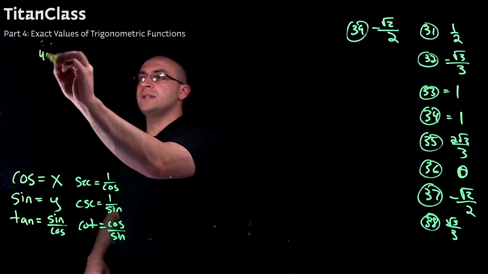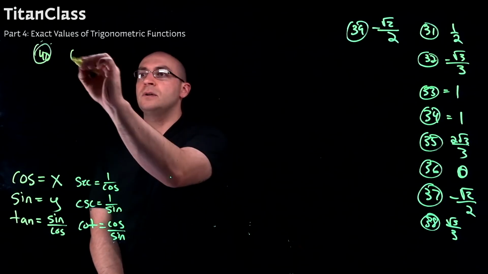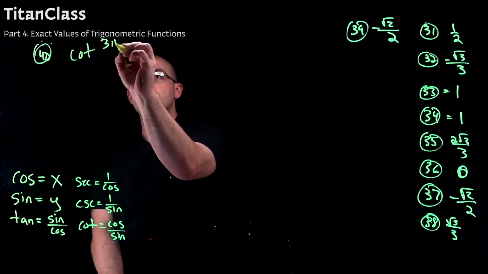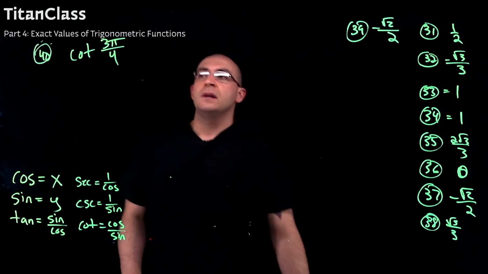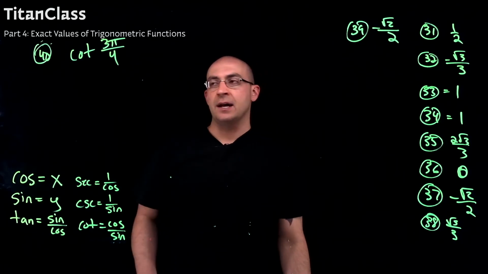40, last number in the set. Make it a hard one. Cotangent 3 pi over 4. Well, that kind of sucks. We just did a 3 pi over 4. All right. Well, cotangent again is cosine divided by sine.